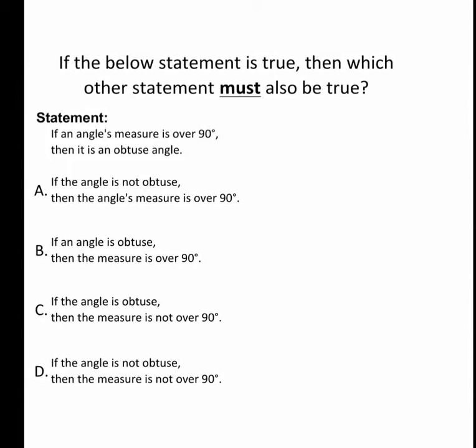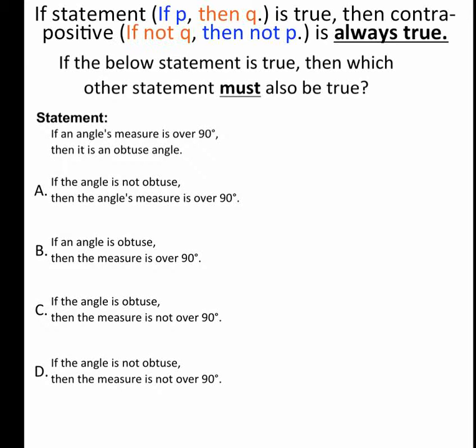This question is saying if the below statement is true, then which other statement must also be true? And what I know about conditional statements is that if a conditional statement, an if-then statement, or if P then Q, is true, then its contrapositive, where I take the two pieces P and Q and put them in alternate parts of the sentence structure and then take the opposite, so if not Q, then not P, I know that contrapositive is always true.